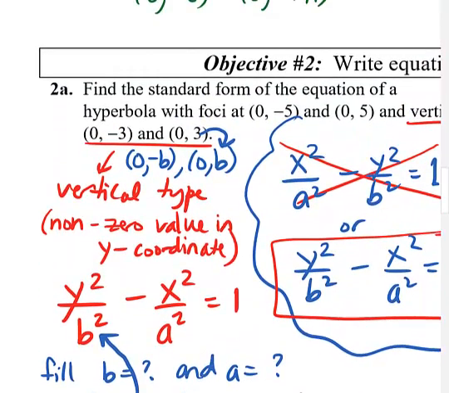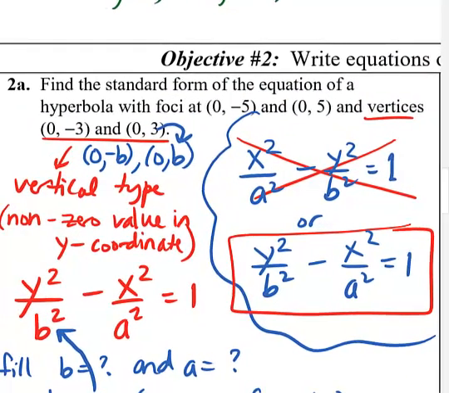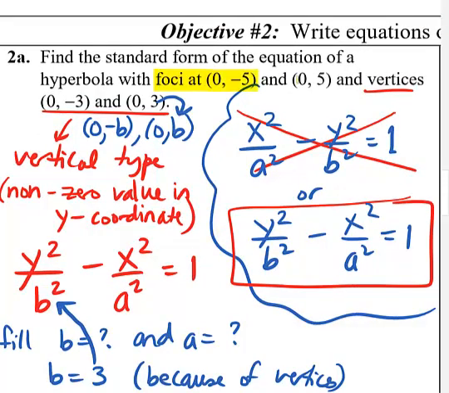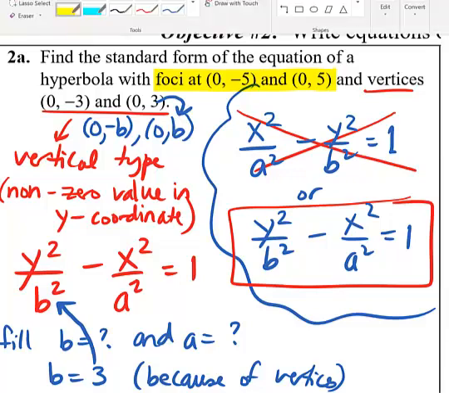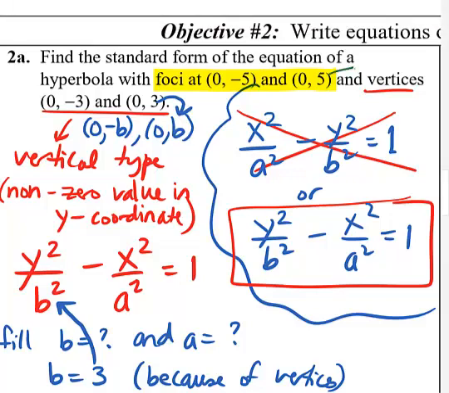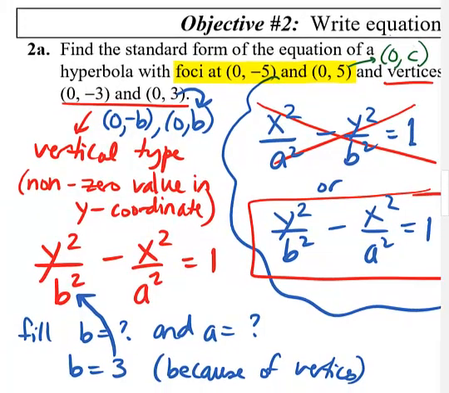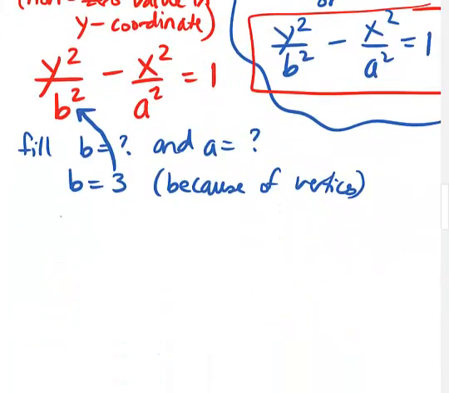So what other pieces of information did they give us? They said the foci are at 0, comma negative 5 and 0, comma 5. But the foci, if you think of it in general, are supposed to look like 0, comma c and 0, comma negative c. So that means, if I just match up the values, c must be 5. So even though that's not what I wanted, because of the foci, c is 5.